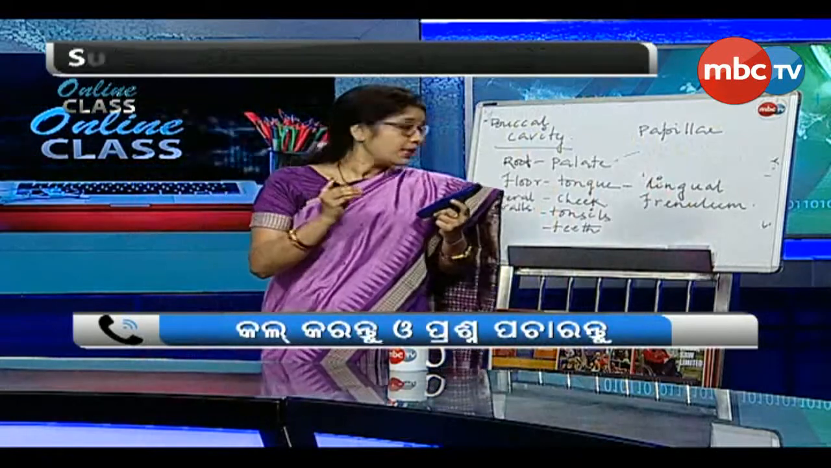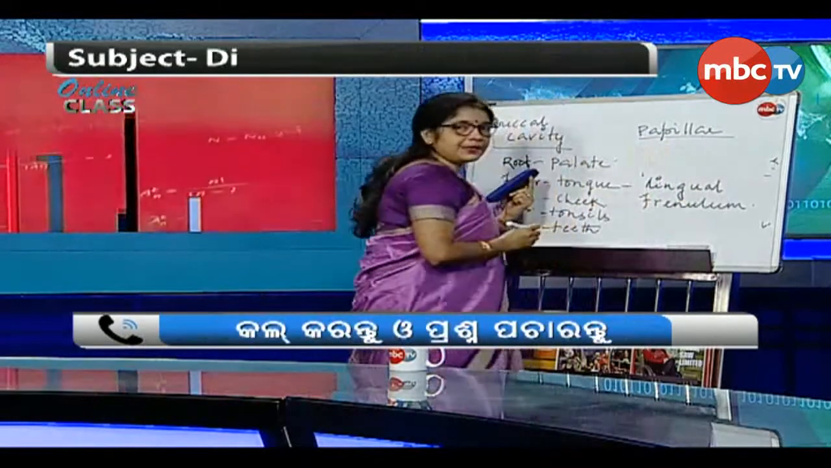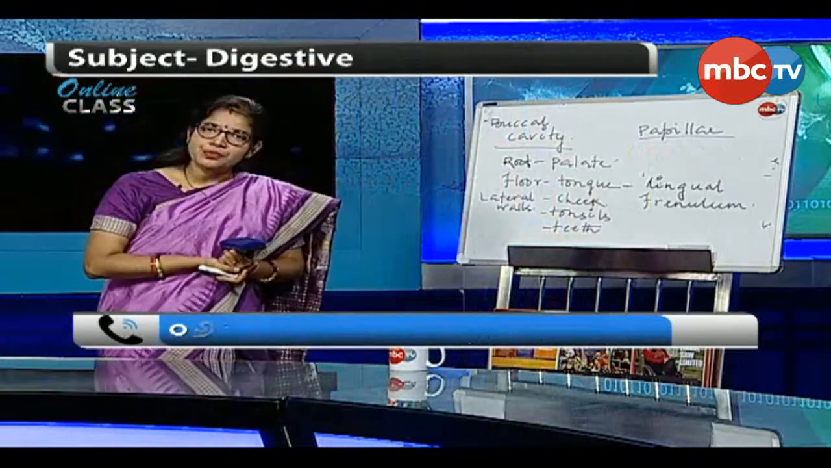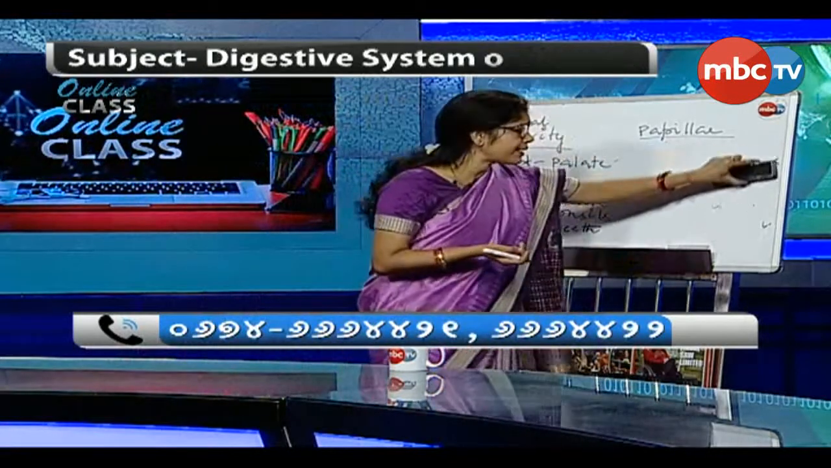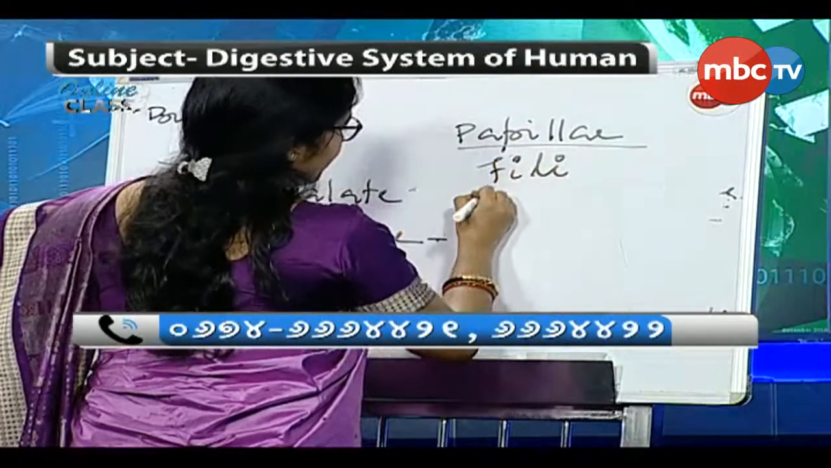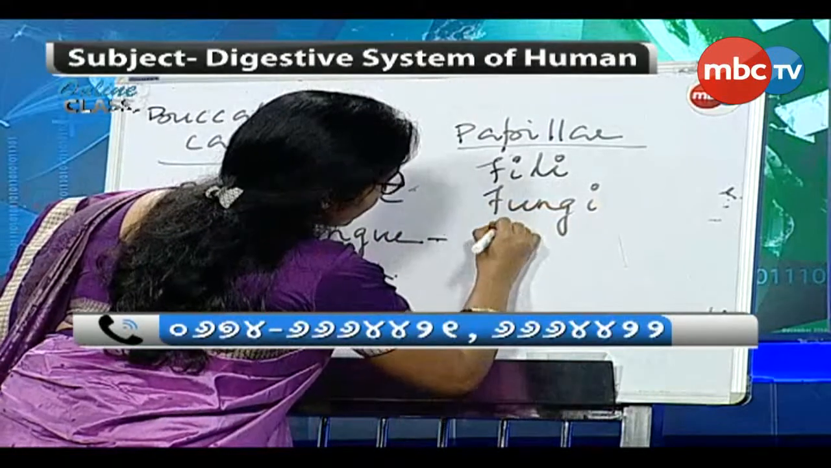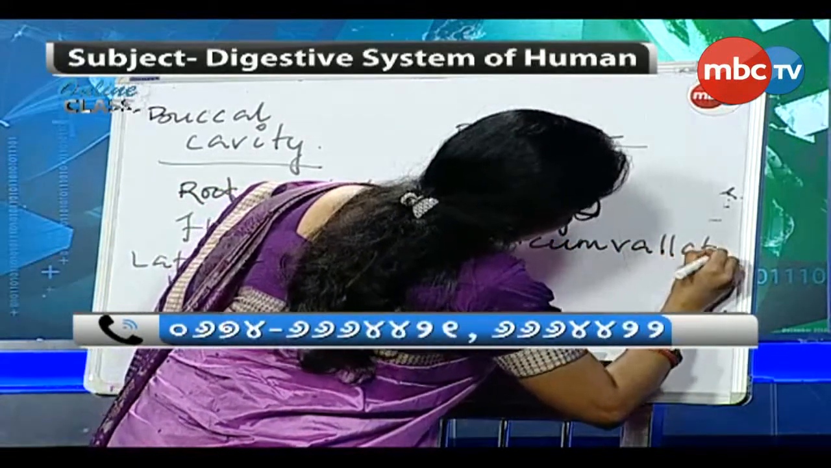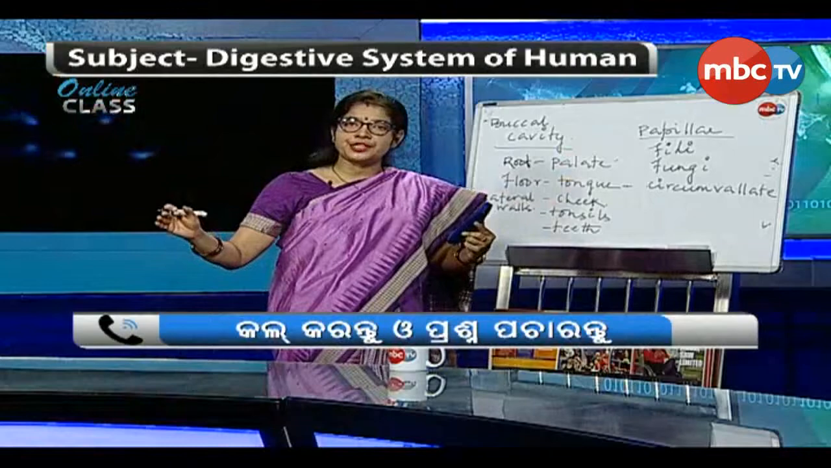The tongue on its surface contains mainly 4 different types of papillae. Out of the 4 types, in humans mainly 3 different types of papillae are present. So what are the 3 types of papillae? First one is filiform, second one is fungiform, third one is circumvallate. So these are the 3 types of papillae present on the surface of the tongue.